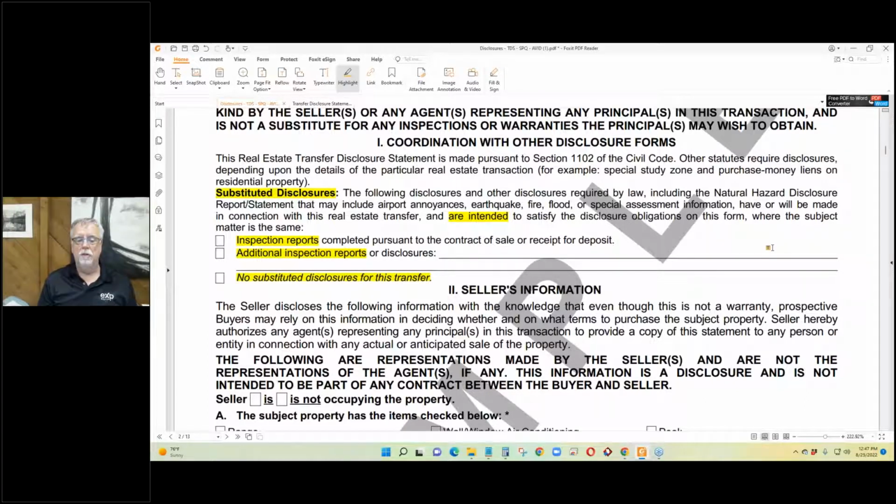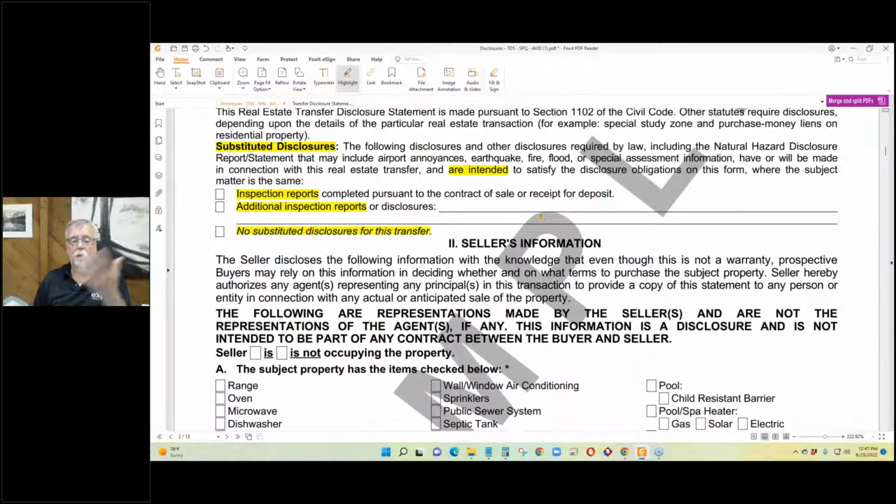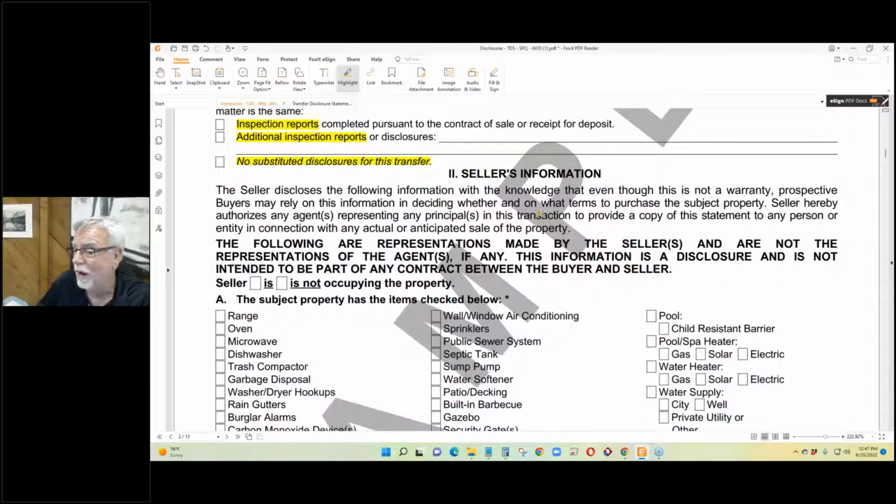That does not satisfy the disclosure obligations of this form. So why then, if this doesn't exist, do they have these boxes and lines for me to write on? And the answer is because the form is required to reflect what is in the civil code, which was written back in 1987, and the CAR can't just change it. So what you should be doing is checking no substituted disclosures. That's what you should be doing. Is it the end of the world if you write in the other stuff? I don't know. I'm just saying it's not correct, right?